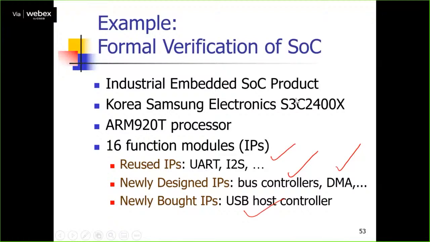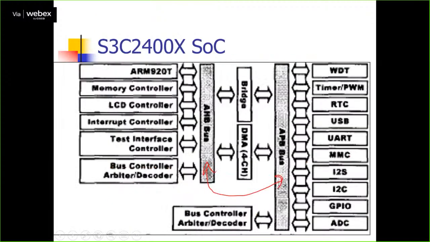So the industrial embedded SoC product is from Korea's Samsung Electronics, the S3C2400X, with an ARM920T processor and 16 functional modules as IPs. We have reused IPs for UART, I2S, USB, etc. A USB older version 1.1 is brought up as a new one, so there is a host controller. The designed IPs are the bus controller and DMA. Normally AMBA will be used over there.